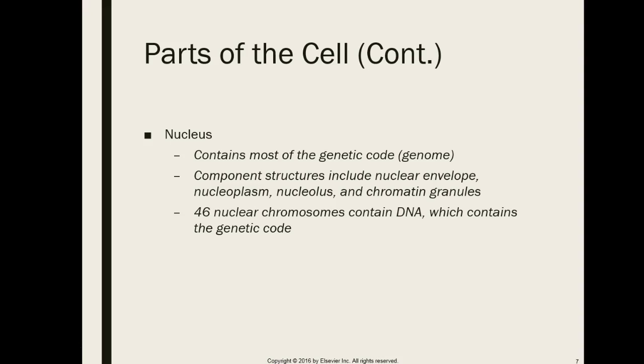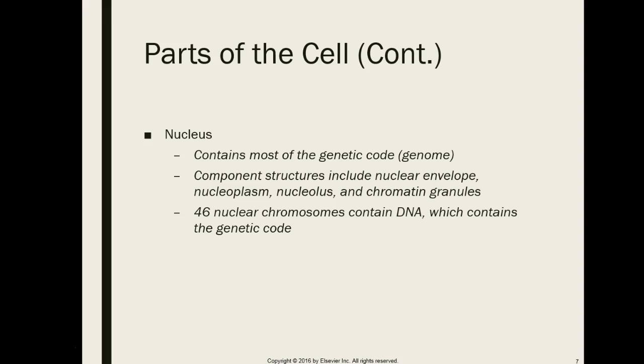Some structures that you'll find in the nucleus include the nuclear envelope, which is an outer membrane composed of 2 separate semi-permeable membranes. If you think of the nuclear envelope and the plasma membrane, it's kind of the same thing, but the plasma membrane is surrounding the whole cell, while the nuclear envelope is just surrounding the nucleus.